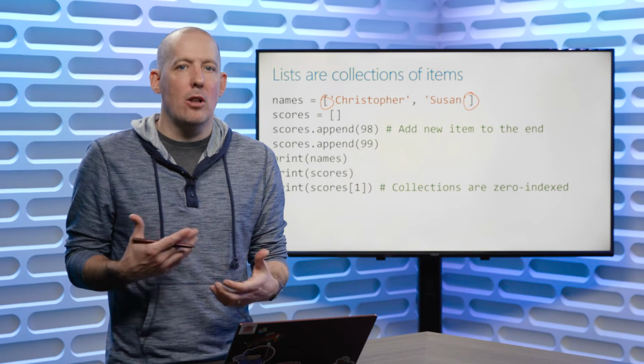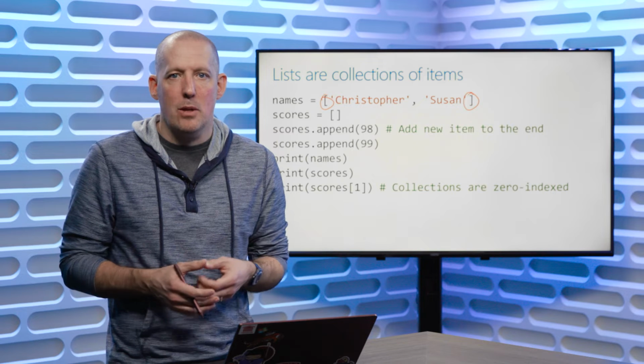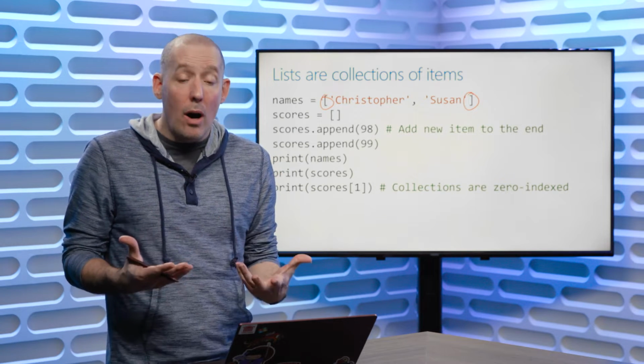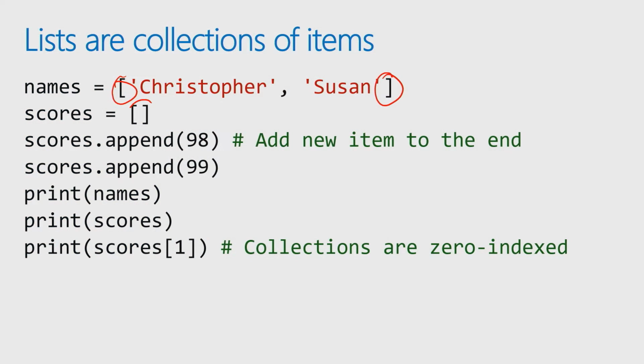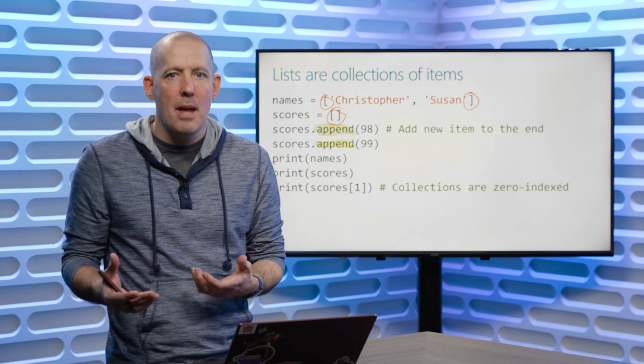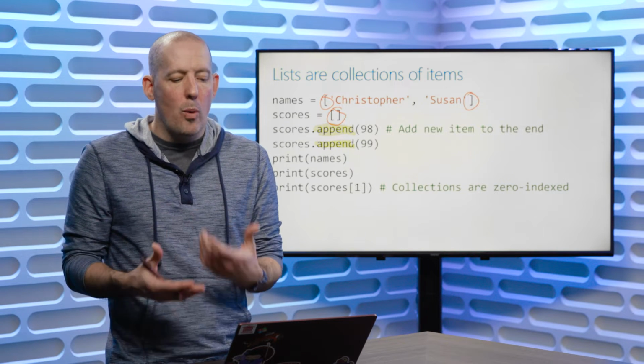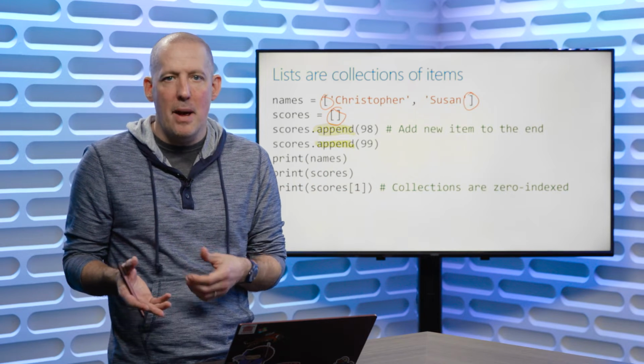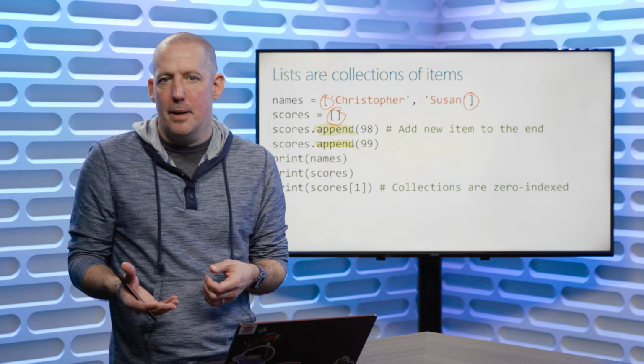Now, we can create a list in one of two ways. We can do it the way that I have up at the very top there, which is by pre-populating it. Or we can start off with an empty list, and then we can add in items by using a few different methods. One of them being append, which sort of as the name implies, is going to put items at the end. So if I ran this code, what I would wind up seeing for my names and my scores would be Christopher and Susan, and then 98 and 99.